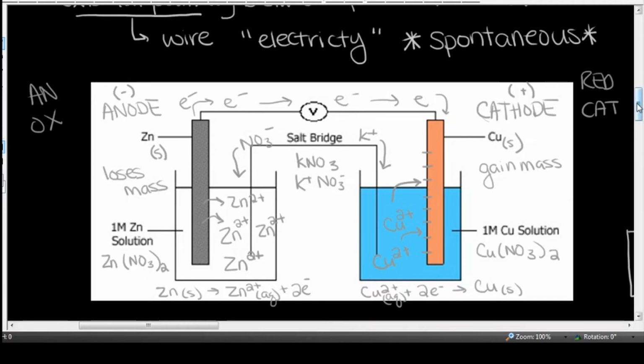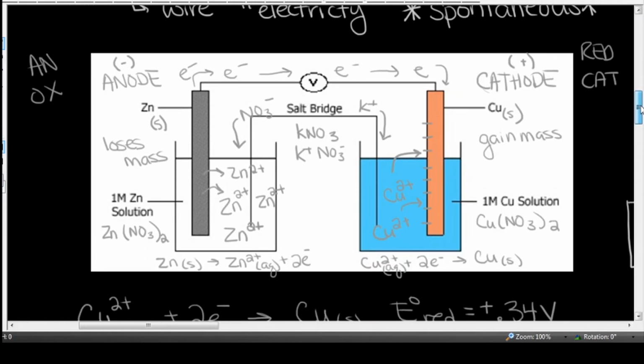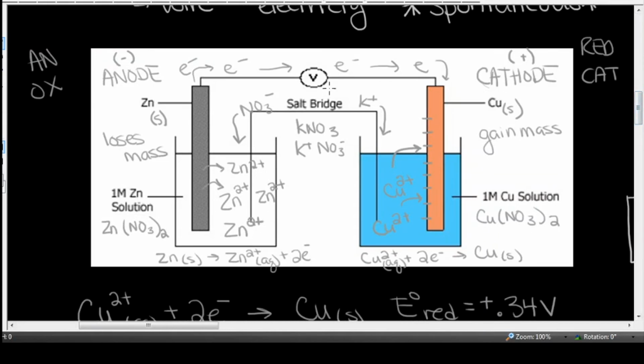But hopefully it makes sense to you guys. Okay. Last thing I want to look at in this particular cell is how much voltage am I going to get? Like how much electricity is this cell going to produce?